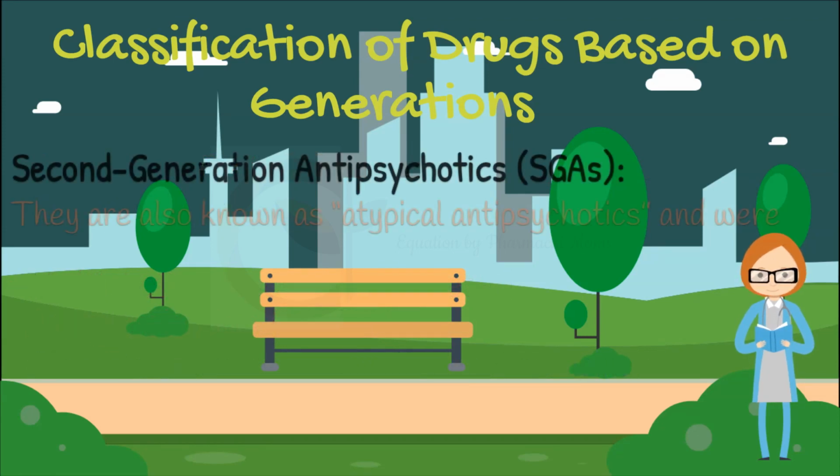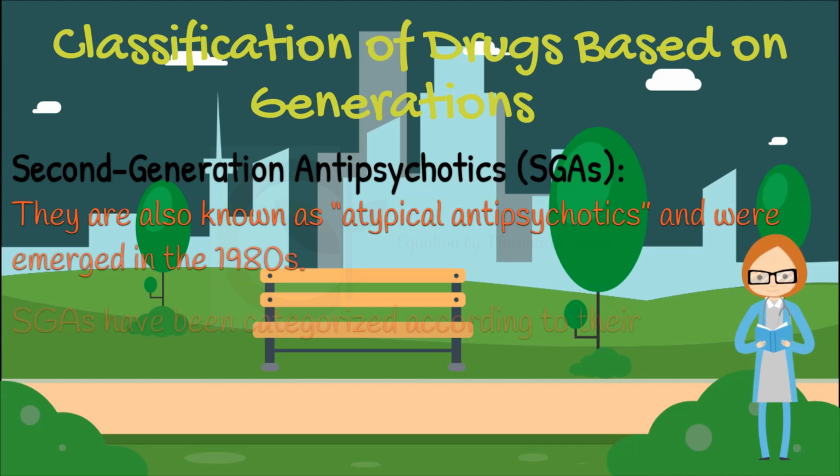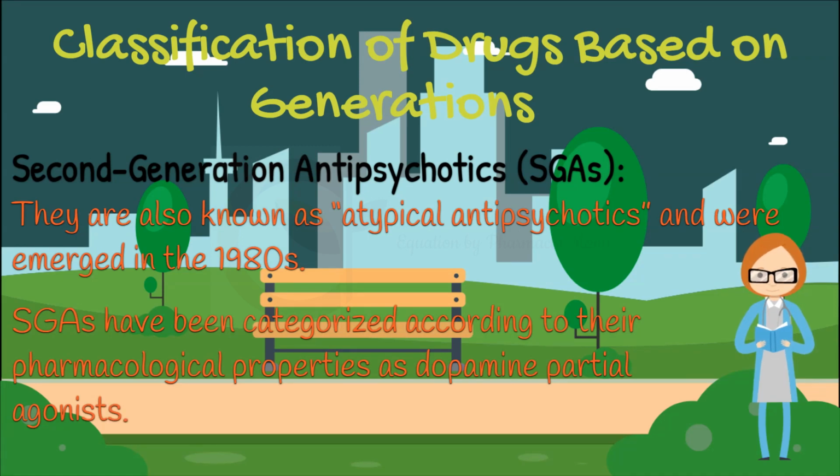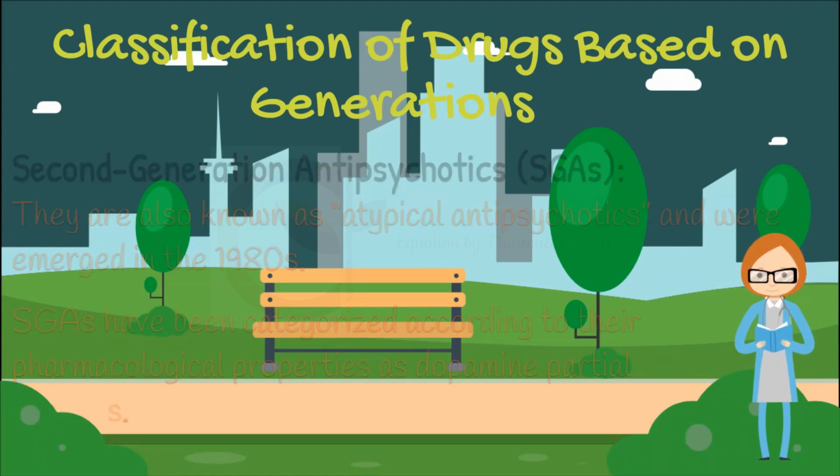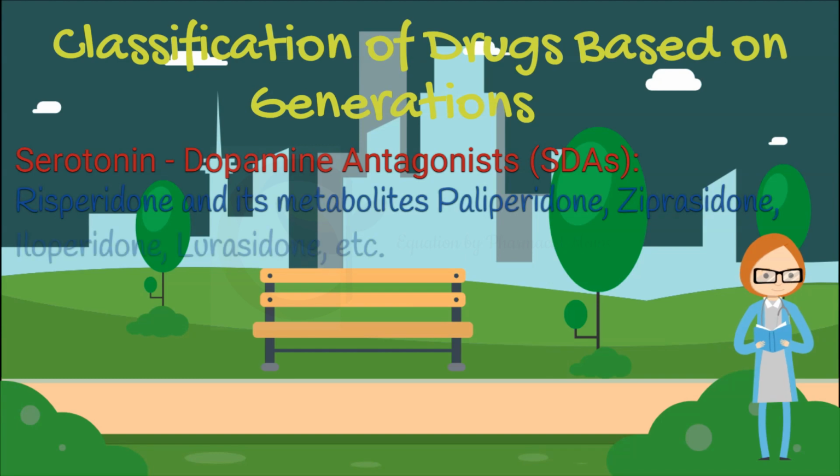Second-generation antipsychotics or SGAs. They are also known as atypical antipsychotics and emerged in the 1980s. SGAs have been categorized, according to their pharmacological properties, as dopamine partial agonists. There is ongoing research testing these proposed mechanisms of action within each class with respect to the neurobiology of different psychiatric disorders. It includes serotonin-dopamine antagonists, or SDA. For example, risperidone and its metabolite paliperidone, ziprasidone, iloperidone, lurasidone, etc.